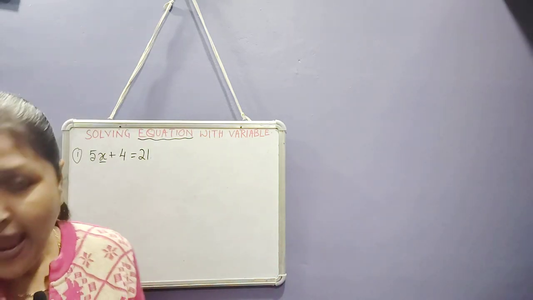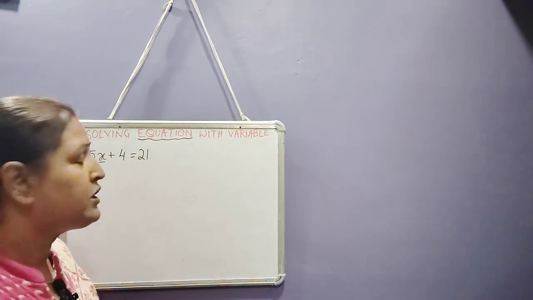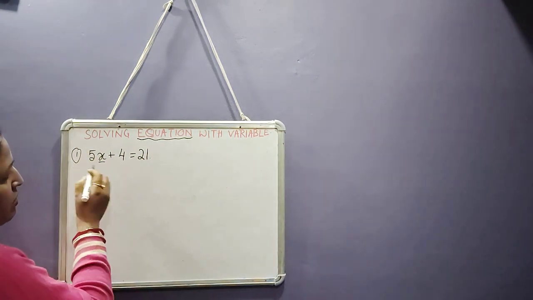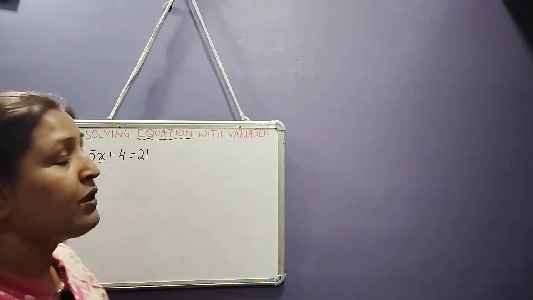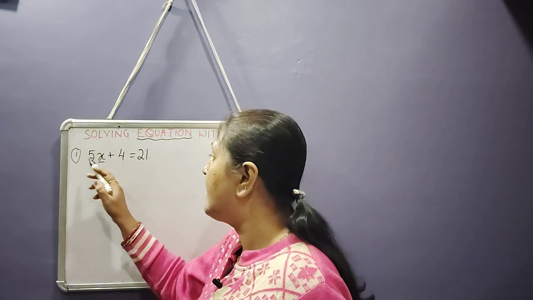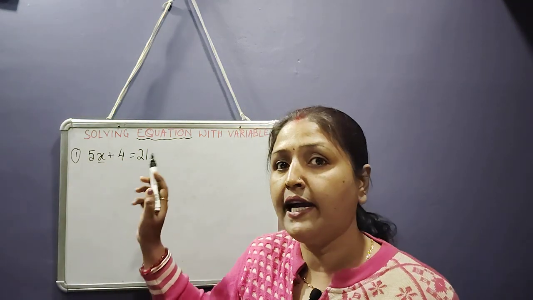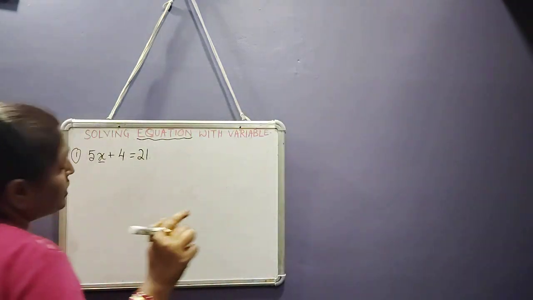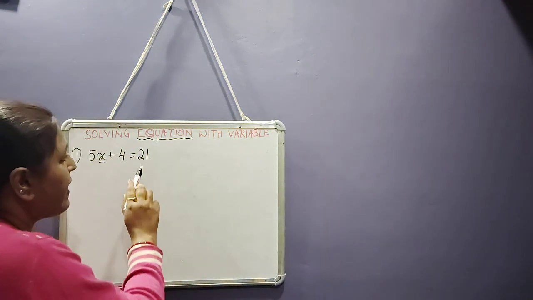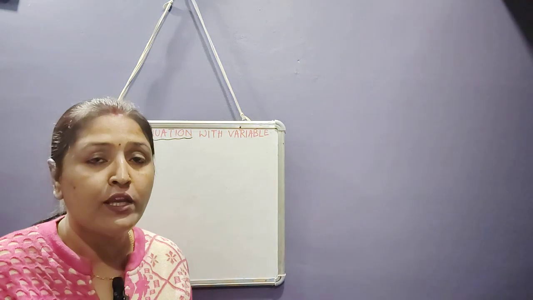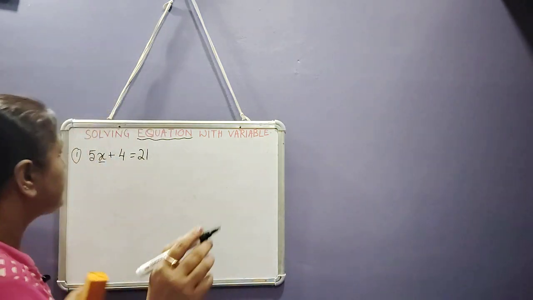Okay, and here I have already written a question about the equation. On this board, you can see I have written a question on equation. In that question, the variable is x, and you have to find the value of this variable only. Is it clear? So let's start. In an equation, there are always two sides, left hand side and right hand side. And if it is an equation, the left hand side will always be equal to the right hand side. So let's start.